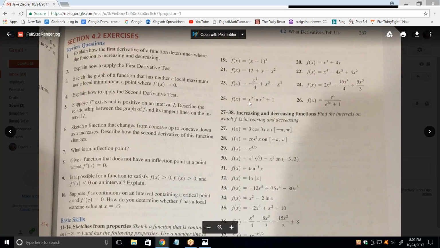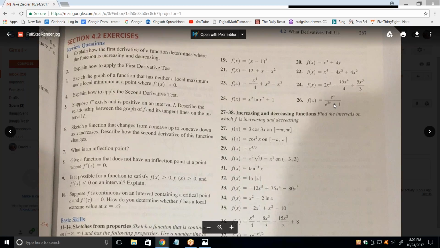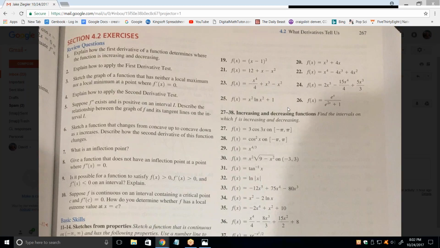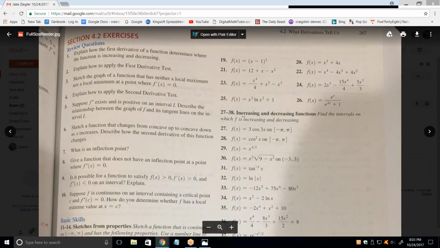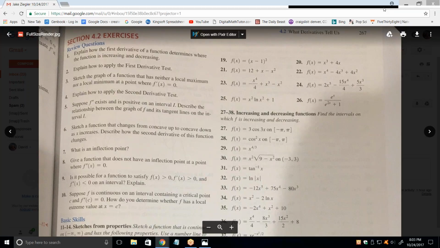But once you get to 25, now we're talking more complex functions. Both 25 and 26 are fairly complicated to draw the function and to take the derivative. We'll get to that on Thursday. All right. Talk to you then. See you.